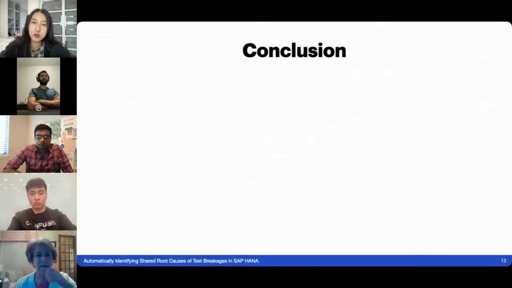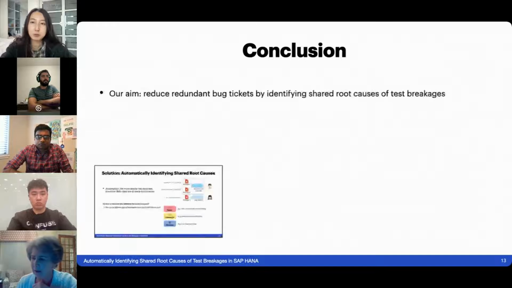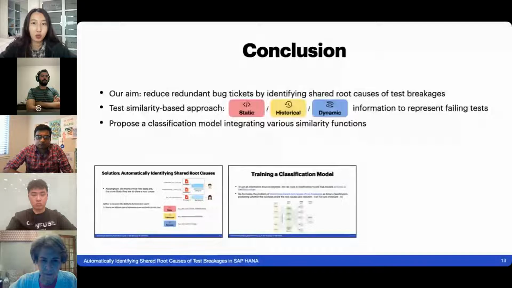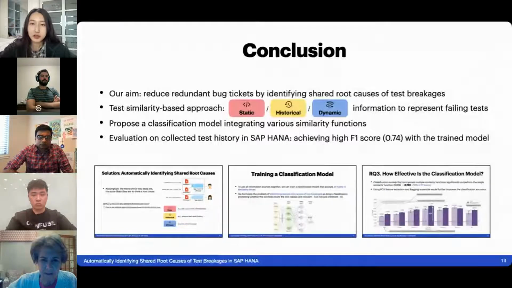To conclude, we first revisit our aim to reduce the redundant bug tickets by identifying shared root causes of test breakages. And there were three types of usable information to represent the failing test, the breakages. We propose a classification model integrating the various similarity functions. Finally, we evaluate our technique on the real-world test history, which was collected from SAP HANA.